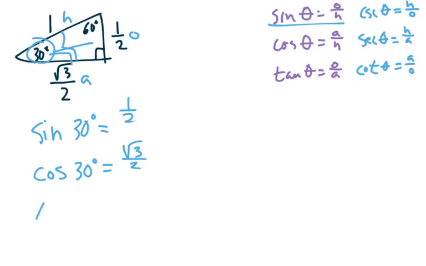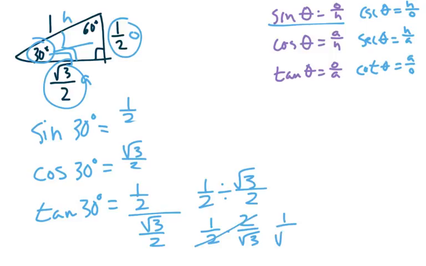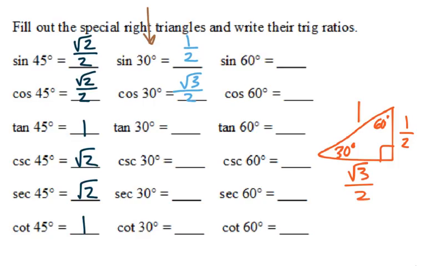Let's try tangent. Tangent of 30 degrees is opposite, 1/2, over adjacent, square root of 3 over 2. Now we rewrite it as a division, realizing we can't divide by fractions, so I multiply by the reciprocal. The 2's cancel, so I'm left with 1 over square root of 3, which, if I simplify, gives me square root of 3 over 3 for tangent.